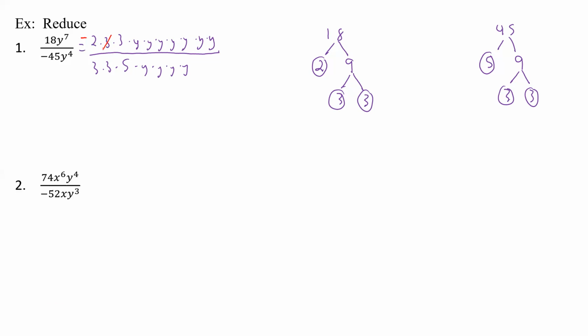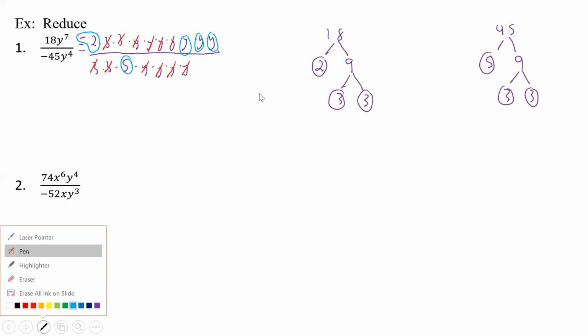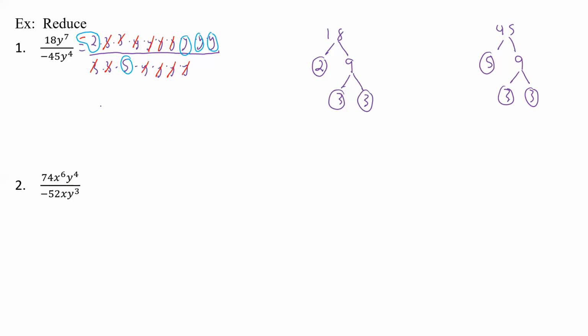That 3 cancels that 3, and that 3 cancels that 3. Then I have four y's on the bottom canceling four of the y's on top, and the 2 and 5 can't cancel. Let's circle what we don't cancel. Remember, that's a negative 2, then I have three y's, and down here all I have is 5. So we now write this as negative 2y cubed over 5.